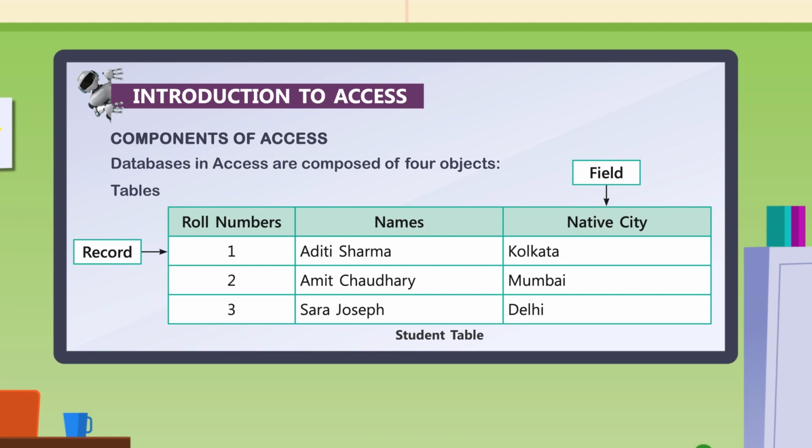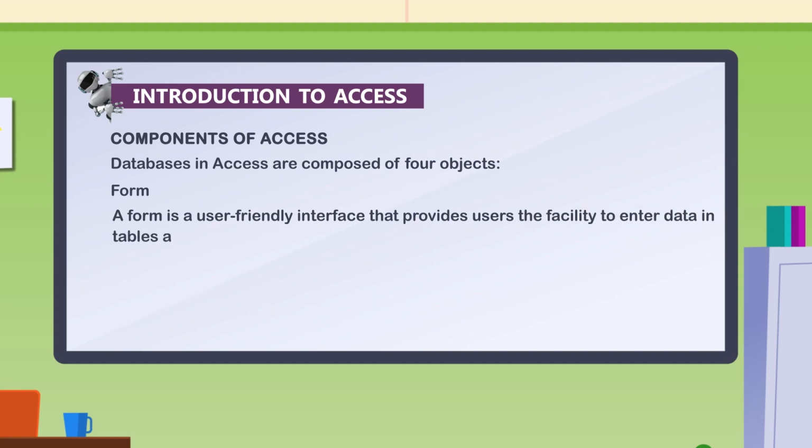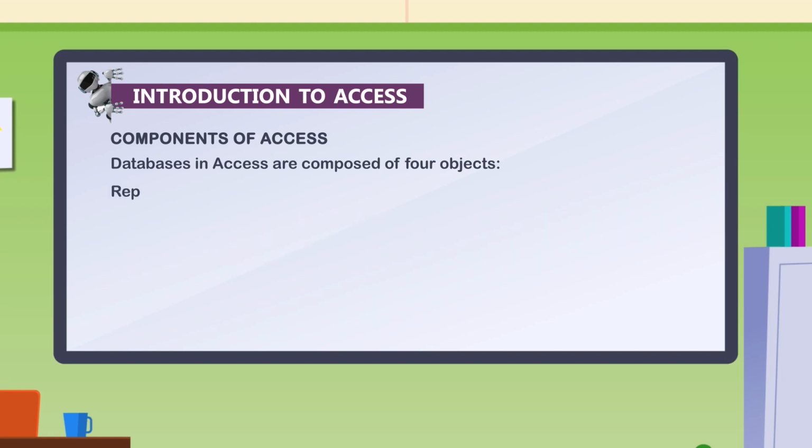Each row in a table is called a record, which contains data interrelated to each other. Each column in a table is called a field. Next component is a form, a user-friendly interface that provides users the facility to enter data in tables and queries. A form has an attractive interface that accepts data from the users and allows the user to view the data stored in a table.